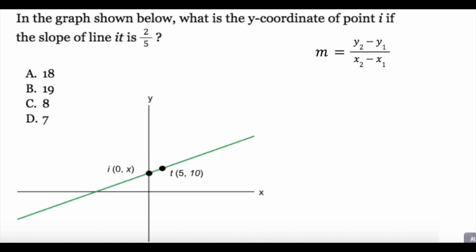In the graph shown below, what is the y-coordinate of point I if the slope of line IT is 2 over 5? Is the answer A, B, C, or D? Now I put the answer choices up here just to hopefully make this graph a little bigger, to make it easier to see, and I put the formula for slope up here.